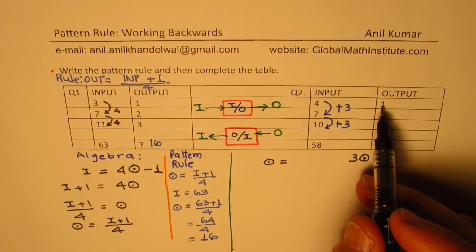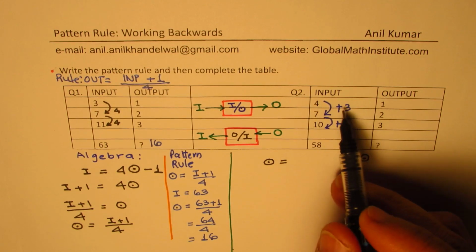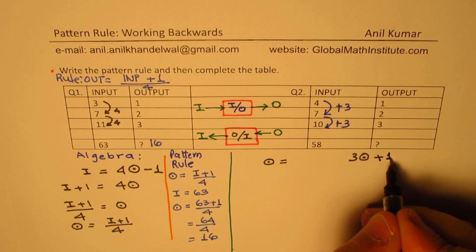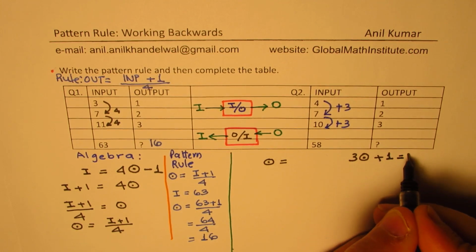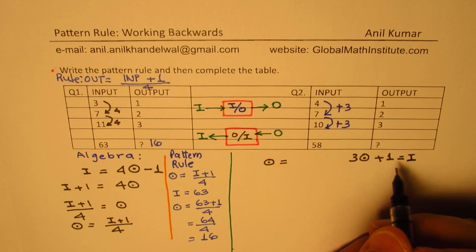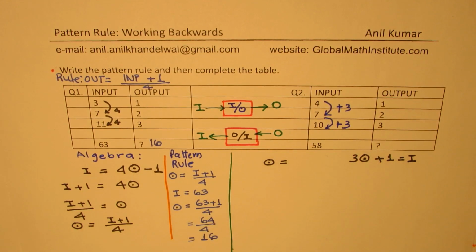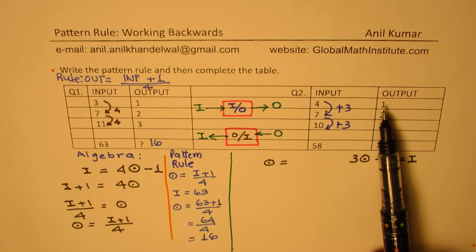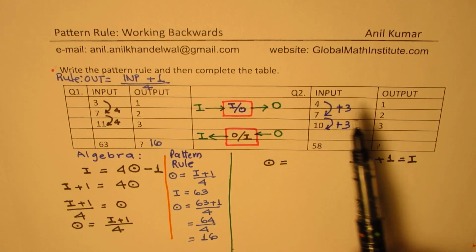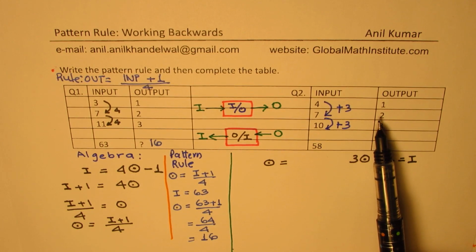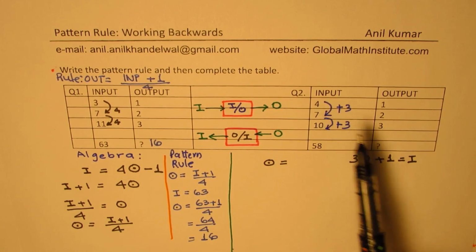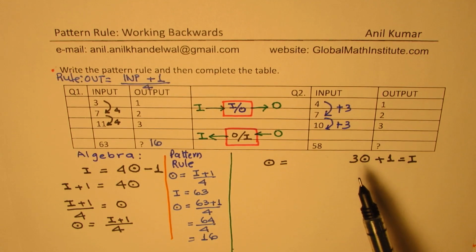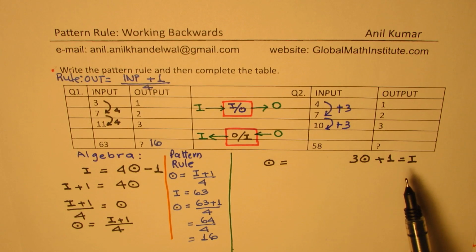We get 3 times 1 as 3. To get 4, I have to add 1, right? Add 1 to get my input. Do you understand? So I'm writing in a reverse way. I'll go from here to this place. So every output should be multiplied by 3. So 3 times 1 is 3. To get 4, I have to add 1. 2 times 3 is 6 plus 1 is 7. 3 times 3 is 9 plus 1 is 10. So we get this rule that 3 times the output plus 1 is the input.